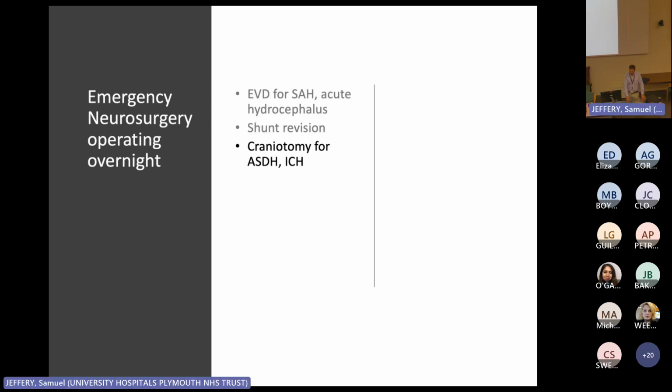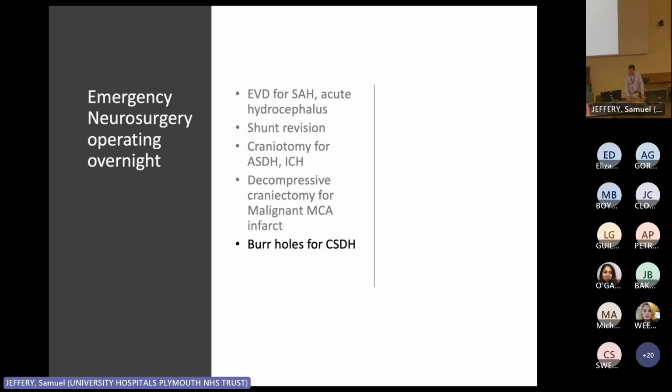We might have to do a craniotomy for an acute subdural or a cerebral hemorrhage. We might need to do a decompressive craniectomy for a malignant MCA infarct. These are all time critical problems. Burr holes for chronic subdurals, these often get shifted into the nighttime or the early evening, and that is partly a nature of capacity issues. Ideally, these patients should be done first on the list in the morning, but often due to capacity problems, they're not. They do get left. And likewise, it's not always appropriate to do them in the middle of the night, but some of them do need doing, and there might be some reasons why they need doing overnight.